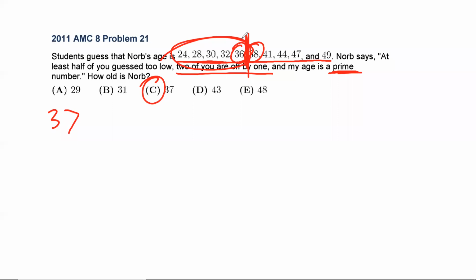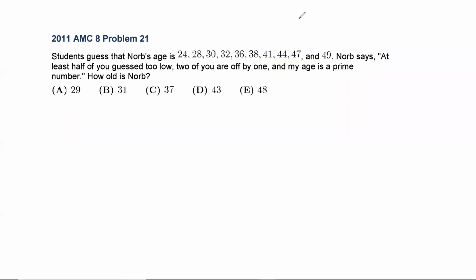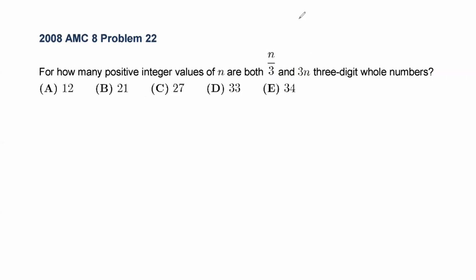Okay, so let's move on. For how many positive integer values of n are both n over 3 and 3 times n 3-digit whole numbers?